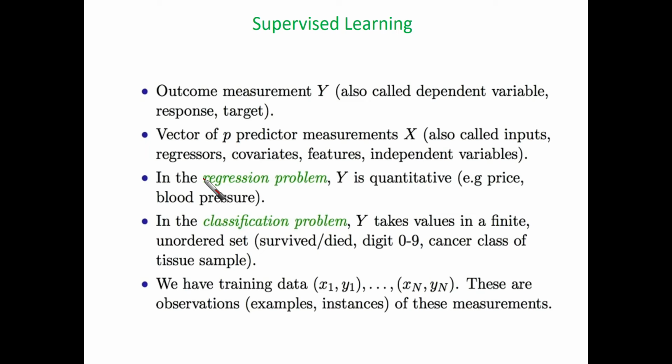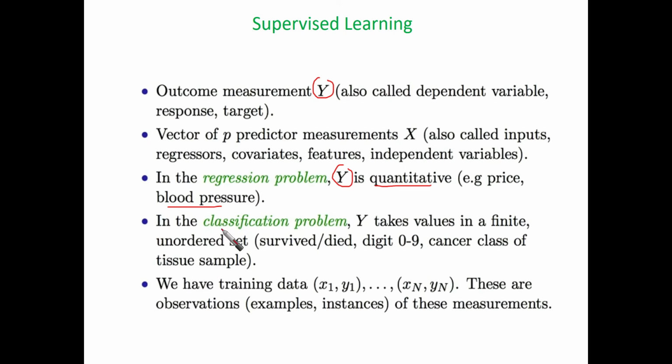Based on that, we have two sorts of problems. One is a regression problem, and in a regression problem, y is basically quantitative. It might be the price of some product or maybe blood pressure. For example, maybe the blood pressure y depends on some physiological conditions, maybe some x1, x2, and so on, right?